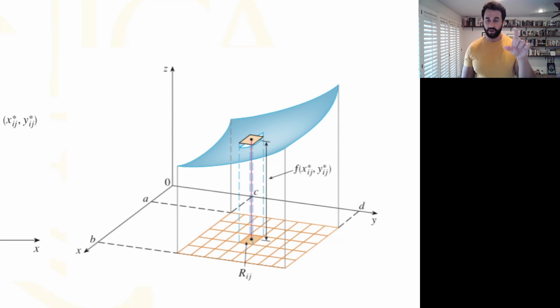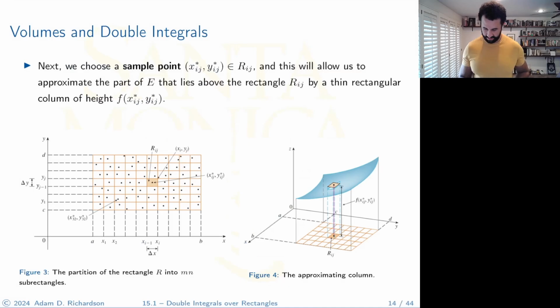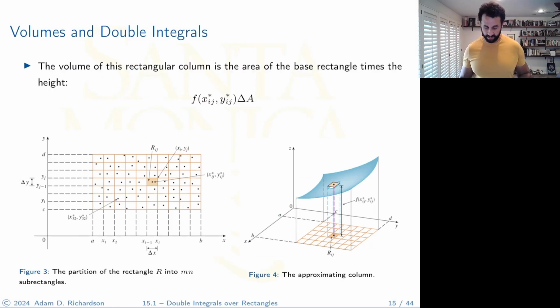Then we're going to compute the volume of this column that you see with this piece right here. How do you do it? Well, you just take the height of the column and multiply it by the area of the base. That's how you get volume, right? Base times height, at least for a rectangular column. So that's what we're going to do. All right, now what is the volume of it? It's exactly what I said. It's the height of the function times the area of the subrectangle, delta A.